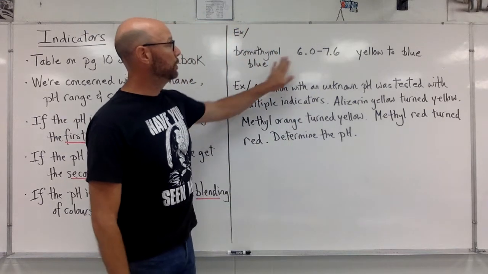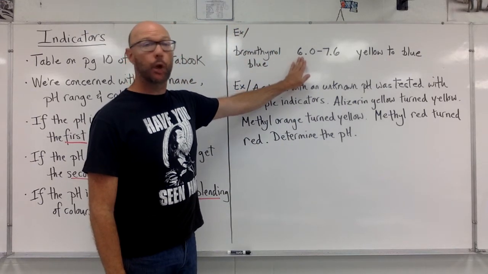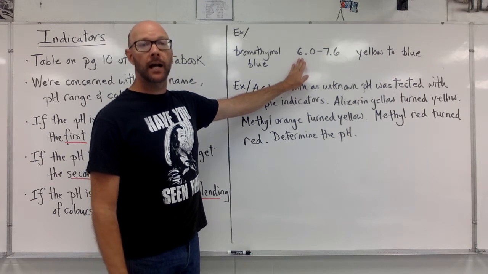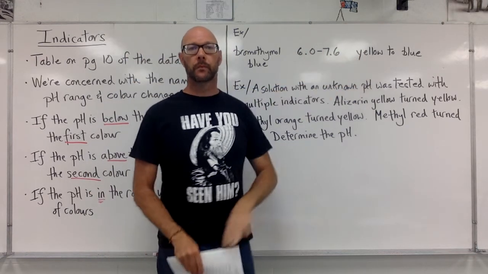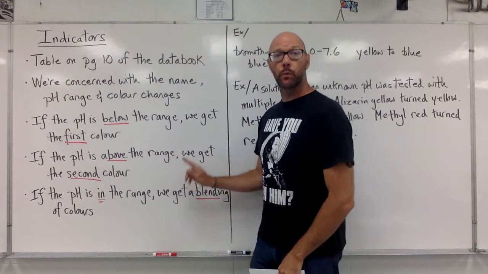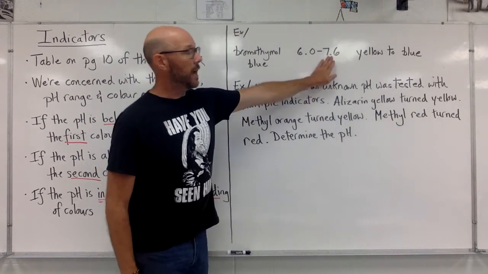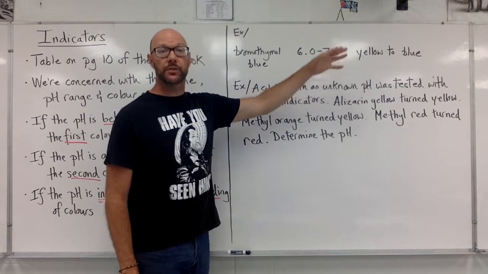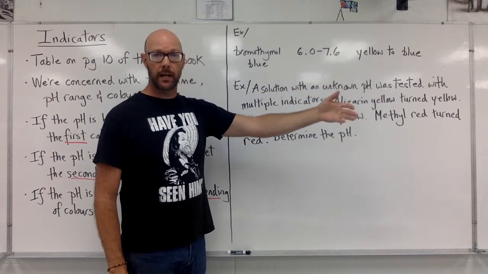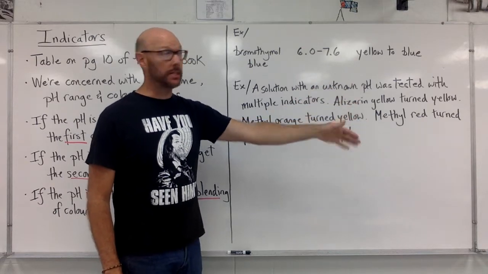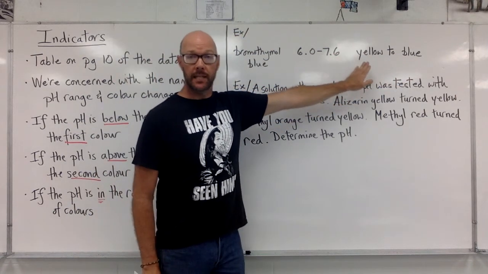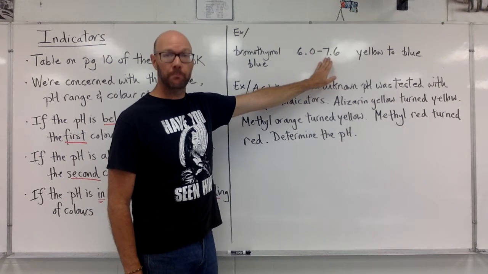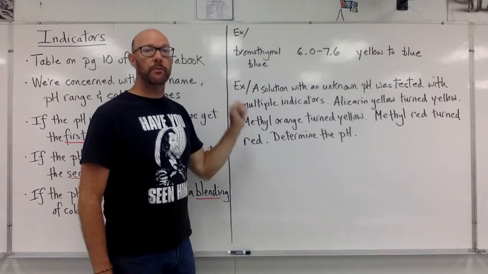So for bromothymol blue, there's the range. Anything below 6, so 5.9, 5.8, 5.7, 5.4, 3, 2, 1, anything below 6 would give us the first color, yellow. If the pH is above the range, we get the second color. Here's the range, higher than 7.6, so 7.7, 7.8, 7.9, 8, 9, 10, 11, 12, 13, 14, we get the second color, blue. Below 6, yellow. Above 7.6, blue for bromothymol blue.